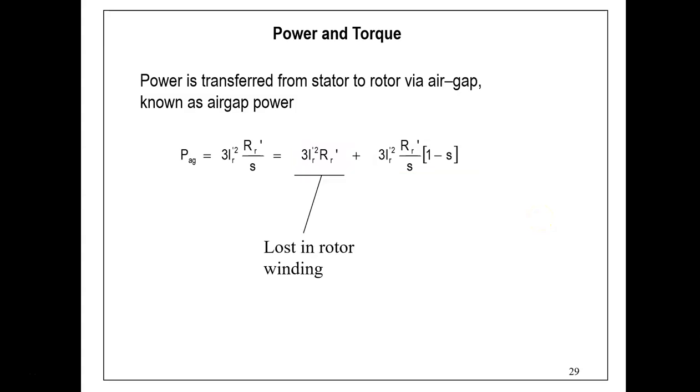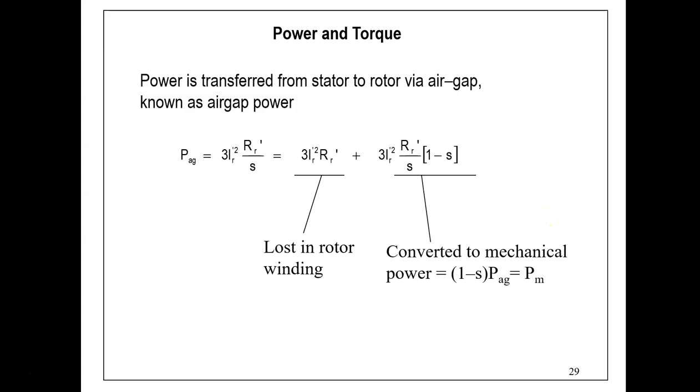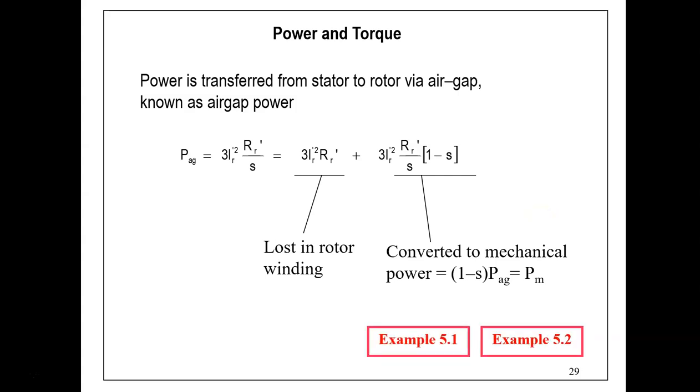The first term here represents part of the air gap power lost due to the rotor resistance winding, while the second term here represents the portion of the air gap power which is converted to the mechanical power. As you can see here, the amount of the air gap power which is converted to the mechanical power depends on the slip s. The smaller the slip s, the more air gap power is converted to the mechanical power. This is the reason why the induction motor is normally operated with a small slip, to make sure that most of the air gap power goes to the mechanical power, which is used to develop the torque. We will now do example 5.1 and 5.2.